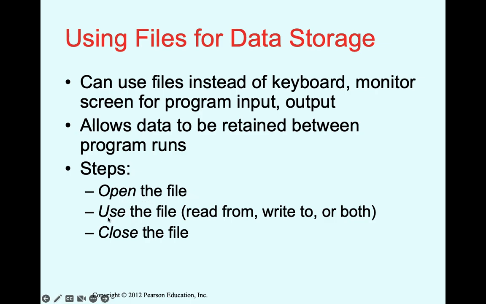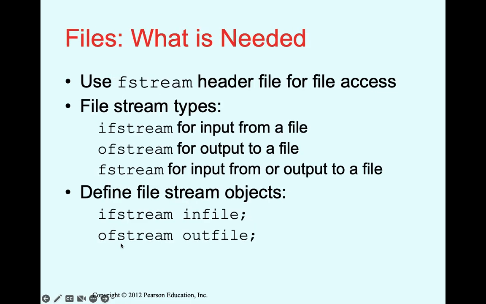So what are the steps to write or read from a file? You open the file, you use the file for read or write or both, and then you close the file. We will use a library called fstream. So we need to include fstream at the beginning of every program that will use files to write or read. And then we can use three stream types: ifstream for input from a file, or ofstream for output to a file, or fstream if you want to read and write to the file.